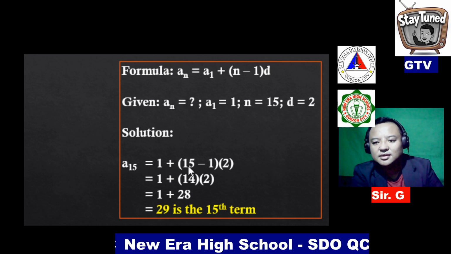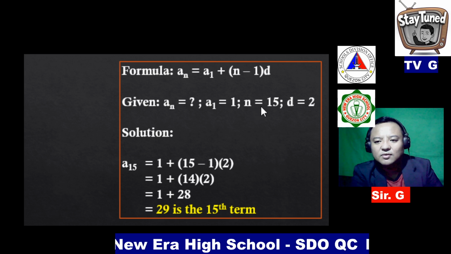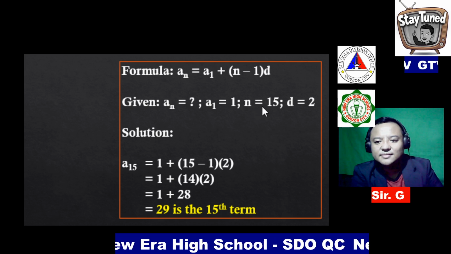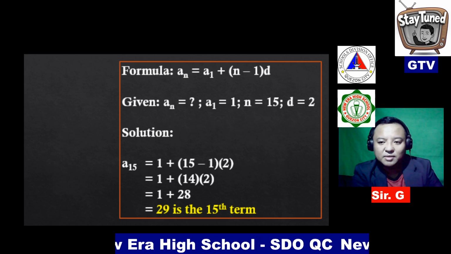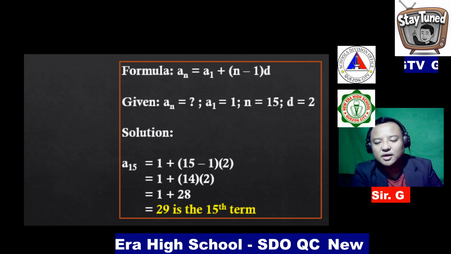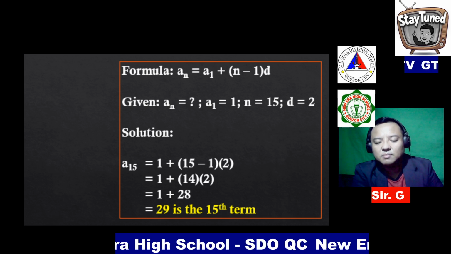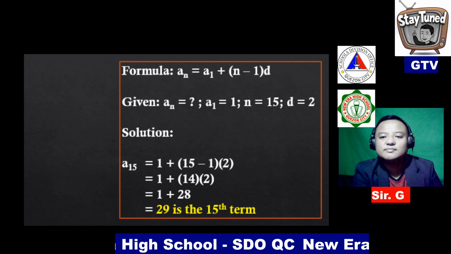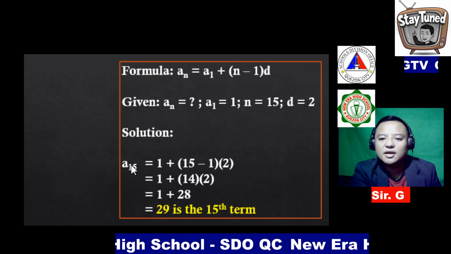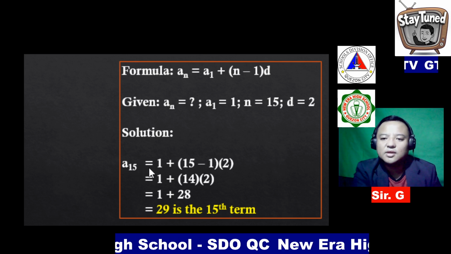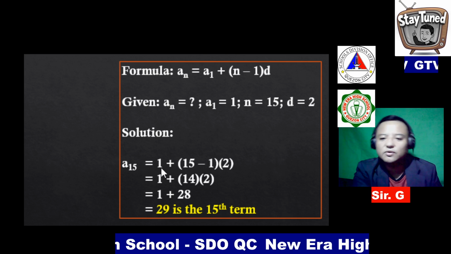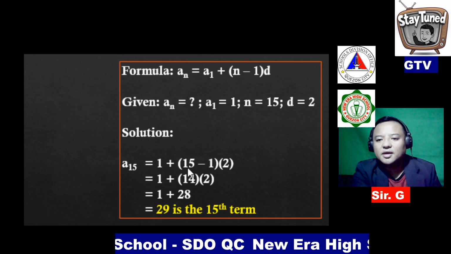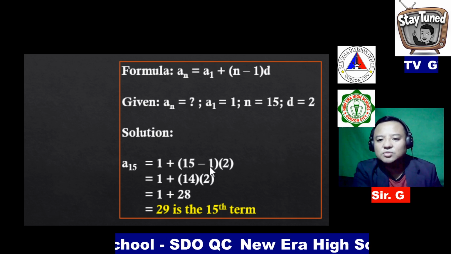Ayan. Right? Yun lang yung nagbabago, yung n. In this problem, no? Since we are dealing with the same problem lang, no? Okay, then we will arrive at a sub 15 equals 1, since 1 is your first element, plus, this time, 15 minus 1 times 2.